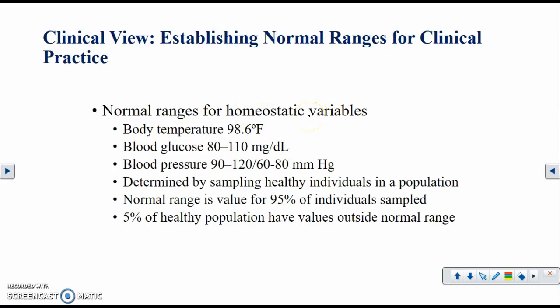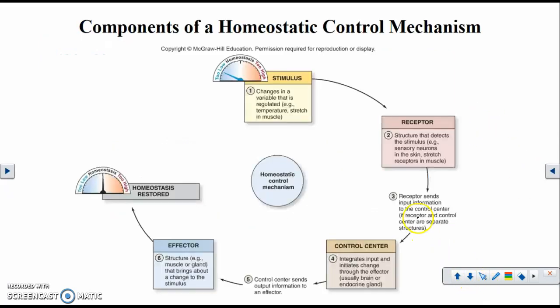Now, why are they homeostatic variables? There is this thing called feedback mechanisms, and I'm going to talk about that in the next slide. In a homeostatic control mechanism, there is a stimulus. Remember, one of the characteristics of life is being able to respond to stimulus. So there's a stimulus, whether that's a pain, your blood pressure going too low, or your blood sugar being too high, and a receptor detects the change.